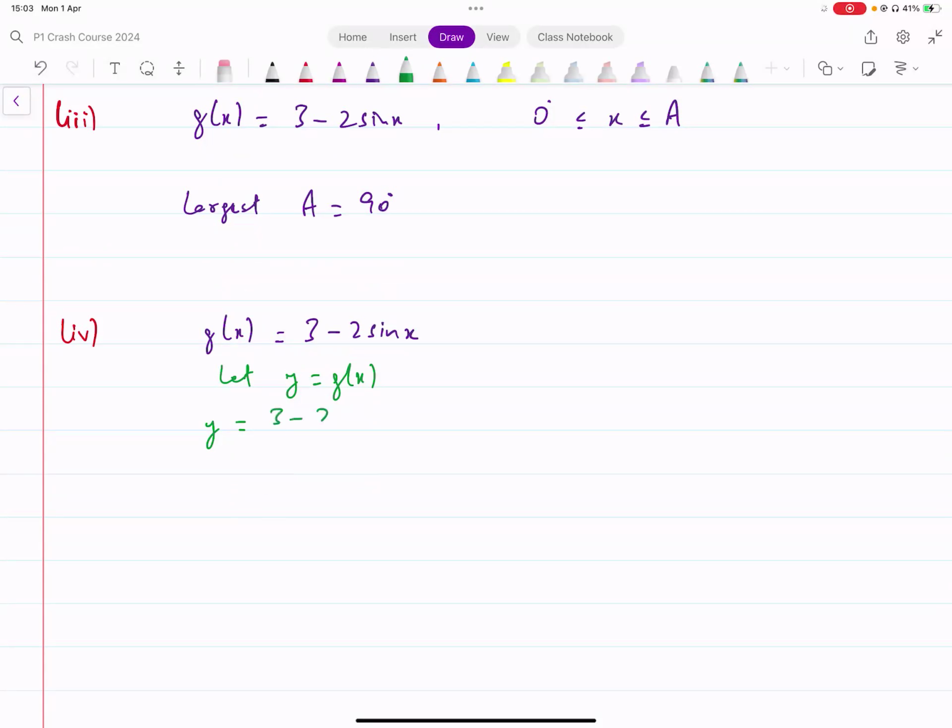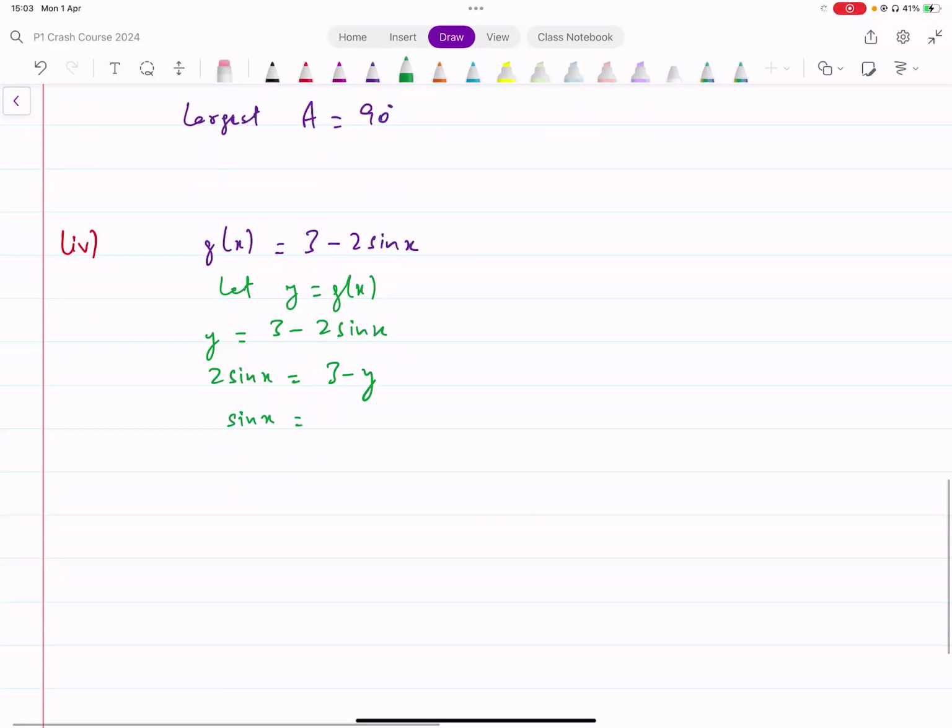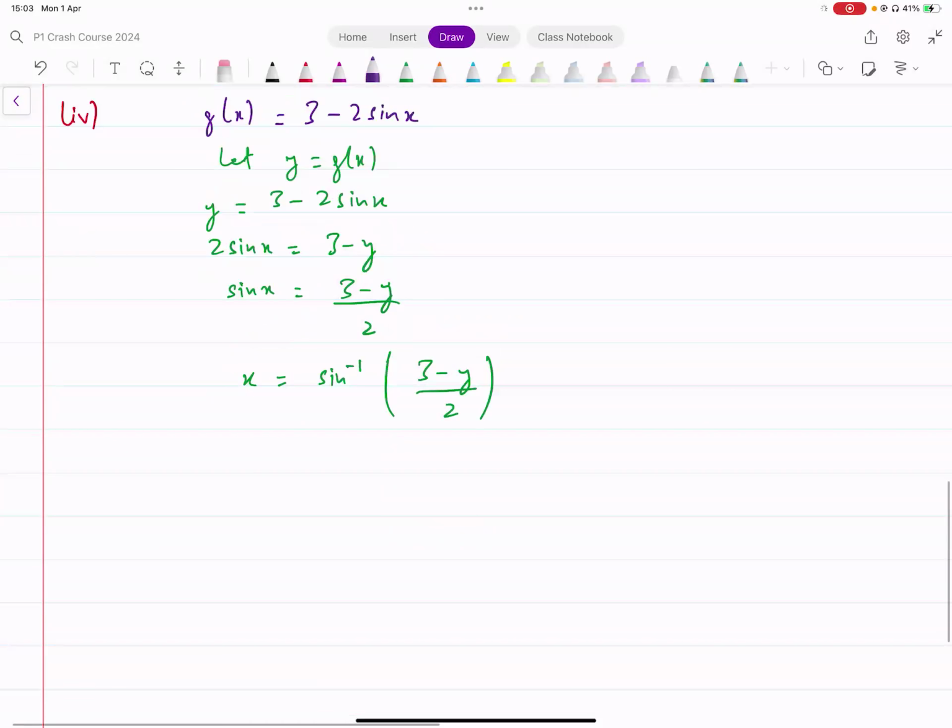y equals 3 minus 2 sine x, and then 2 sine x equals 3 minus y, and then sine of x equals 3 minus y over 2. x equals sine inverse of 3 minus y over 2. All right, and now we write this in the inverse form. We say g inverse of x, therefore, should equal sine inverse of 3 minus x divided by 2. Okay, so that's how we find the range of trigonometric functions and their inverse.